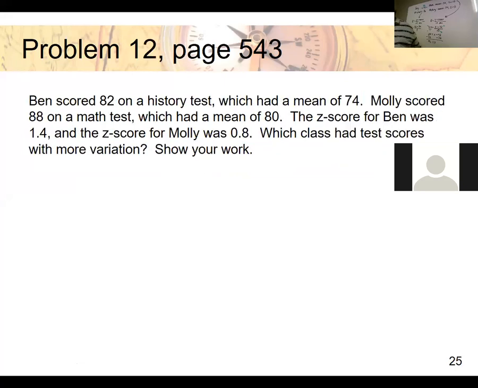All right, problem number 12. Ben scored 82 on a history test, which had a mean of 74. Molly scored 88 on a math test, which had a mean of 80. The z-score for Ben was 1.4, and the z-score for Molly was 0.8. Which class had test scores with more variation? So in other words, we're trying to find the standard deviation for each one of those and find out which one had more variation, which is more of a spread of the data.